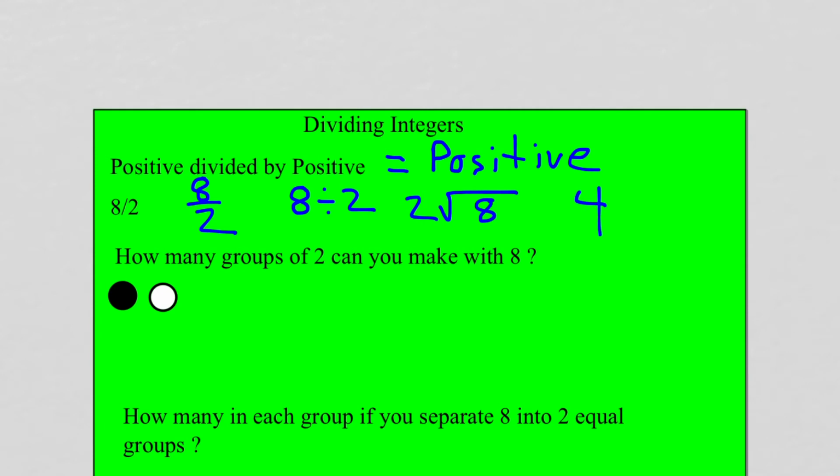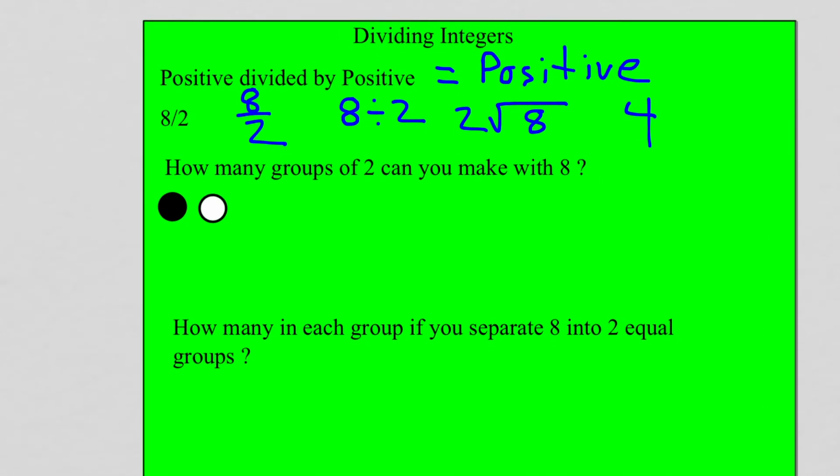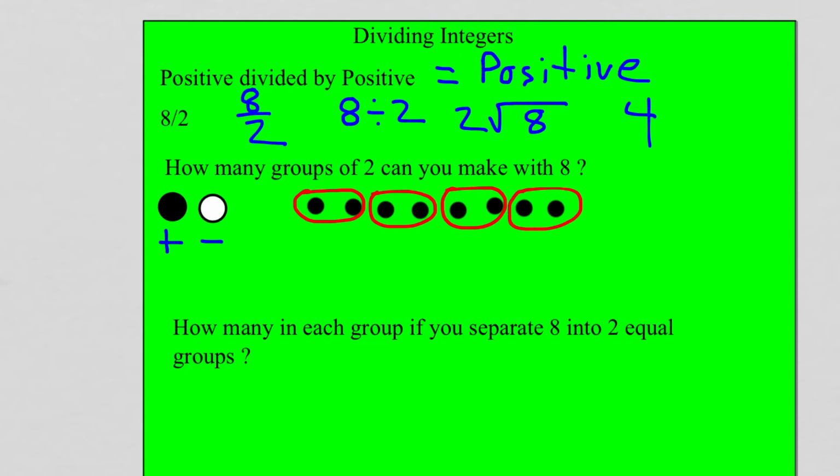Let's take a look at a couple of ways we can think of a division question. We can think of this as how many groups of 2 can you make with 8? If we use our integer model, where blacks are positive and unshaded are negative, we can make 8 positives: 1, 2, 3, 4, 5, 6, 7, 8. How many groups of 2 can you make with 8? I count 1, 2, 3, 4. That's one of the reasons why 8 divided by 2 is 4.